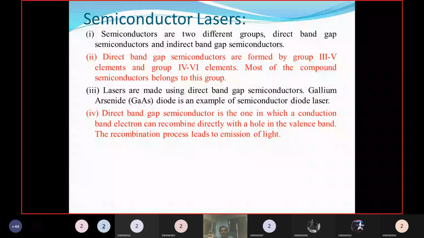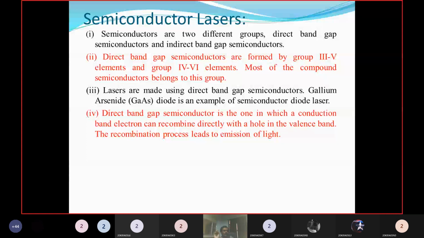There are two types of semiconductors. One is the direct band gap, another one is the indirect band gap semiconductor. In the case of lasing action, we have to use a direct band gap semiconductor. If you use a direct band gap semiconductor, light will be emitted in the emission process. If you use an indirect band gap semiconductor, light does not emit. That's why we always have to use a direct band gap semiconductor while preparing the semiconductor laser.